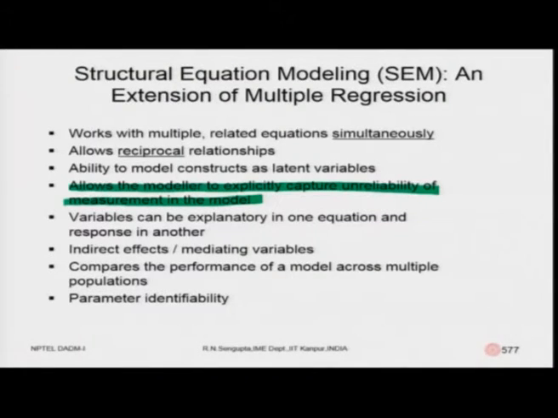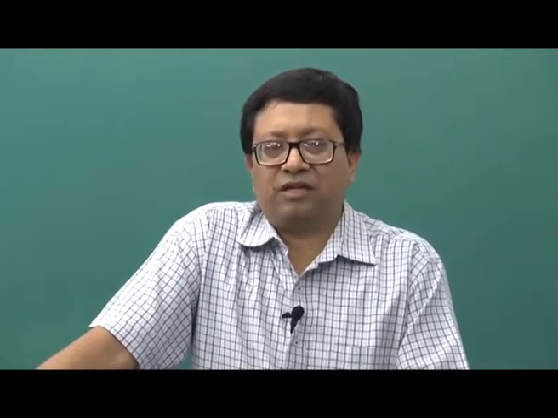In structural equation modeling, it compares the performance of models across multiple populations. So, depending on what samples you are taking from which sets, they will be compared in order to give us the best fit model. And identifiability of the parameters should be there, so that we are able to find out the set of parameters which really affects the so-called simultaneous linear or nonlinear equations, as the case may be.